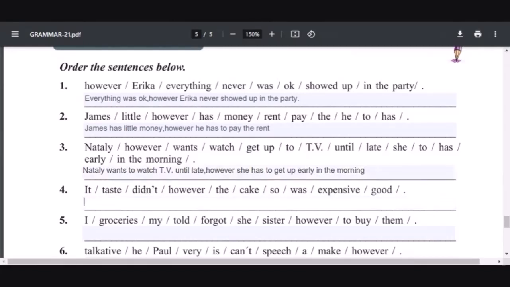Okay, number 4. It was. Maybe in that case you can start with the cake. The cake was so expensive. However, it didn't taste good. Taste good. Yes. Number 5.